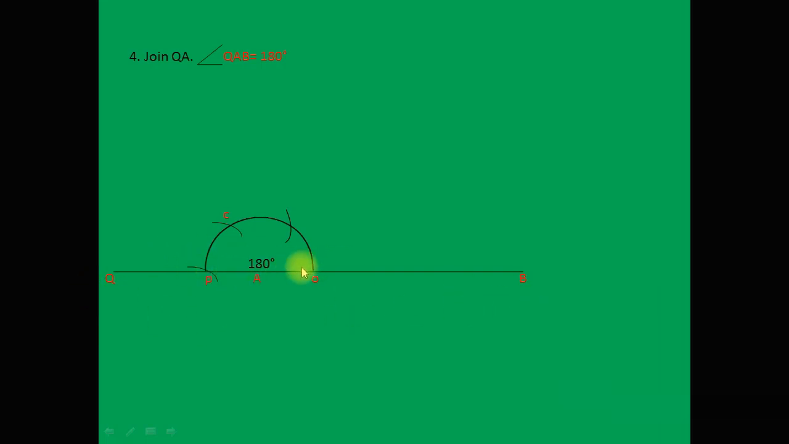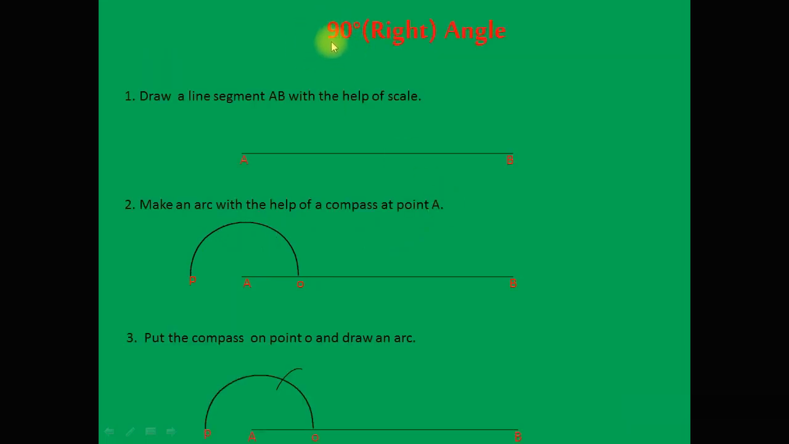This is the angle of 180. Now to construct an angle of 180 degree, draw a line segment AB. First of all, draw a line segment AB with the help of a scale. Then make an arc with the help of a compass at point A.